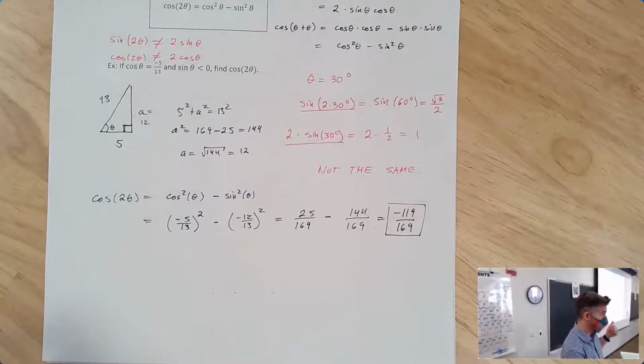Yeah, quadrant 3, because sine is negative and cosine is negative. So we know we're in quadrant 3. What we're going to ask now is what quadrant is 2 theta in? And we can't know without doing more work.